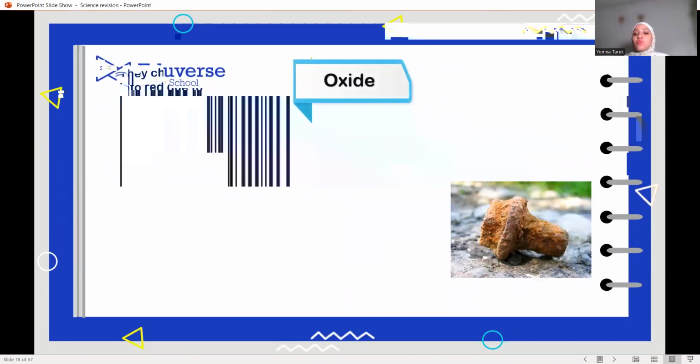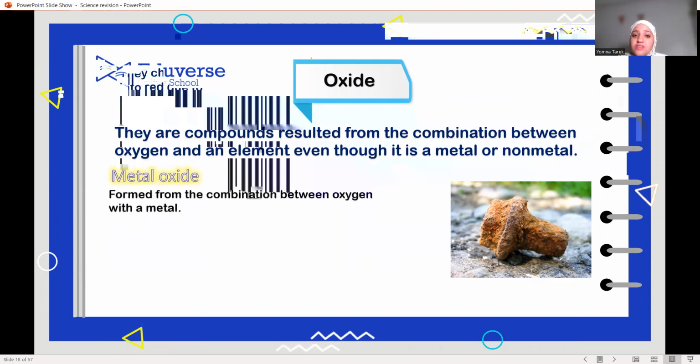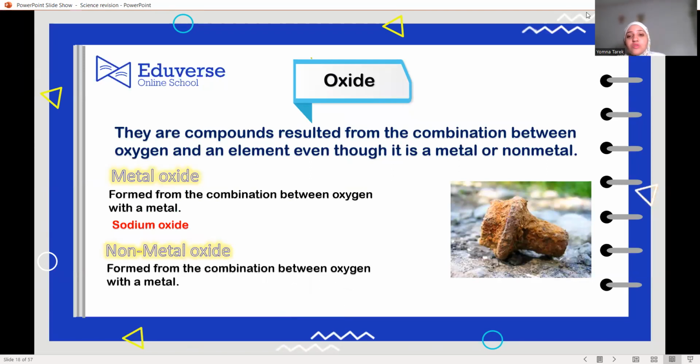Now let's talk about oxide. Oxide happens when any metal or non-metal reacts with oxygen, combines with oxygen. We have metal oxide and we have also non-metal oxide. Metal oxide happens when we have metal with oxygen, like sodium oxide. Non-metal oxide when we have non-metal with oxygen, for example, carbon dioxide.